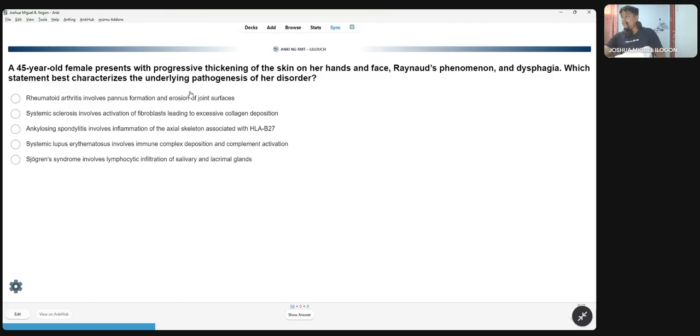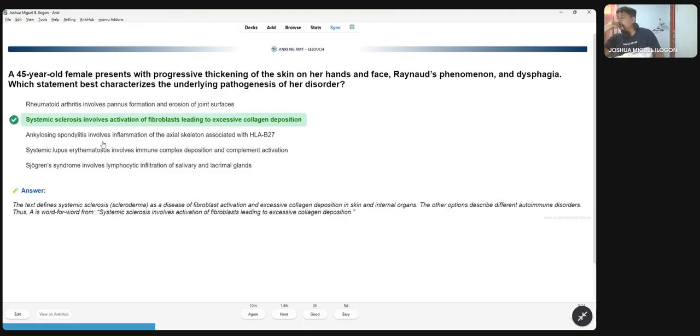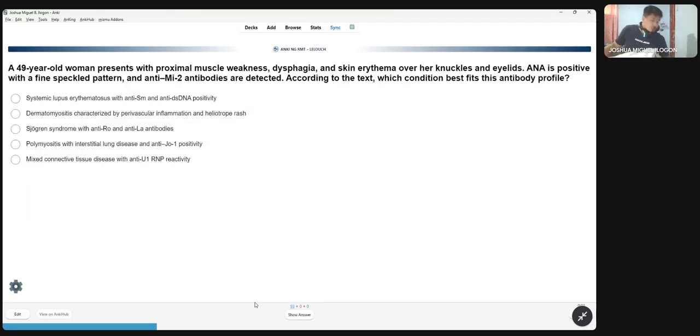It's not systemic. Skin. I knew it. Why is this not systemic? It's scleroderma. Sorry.